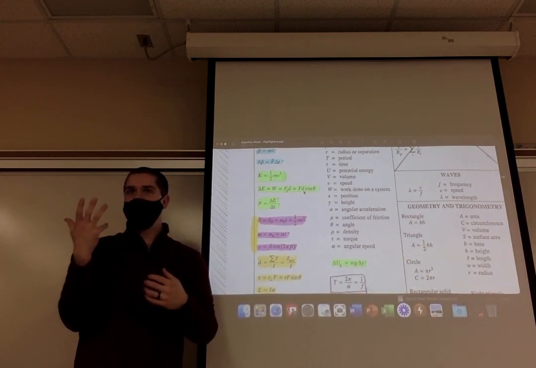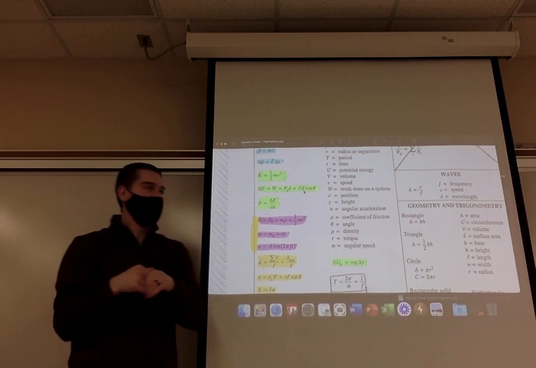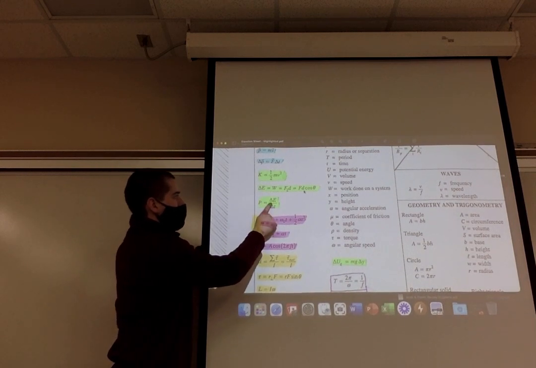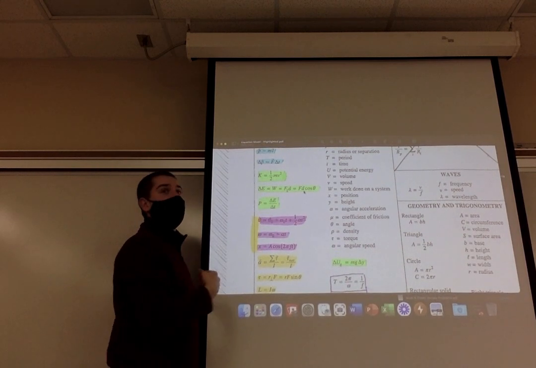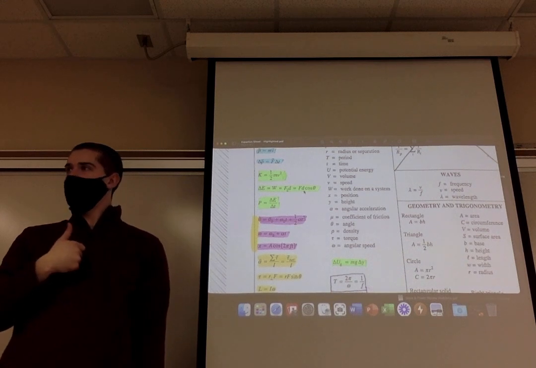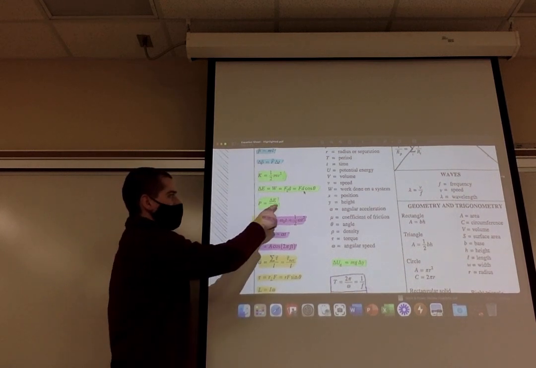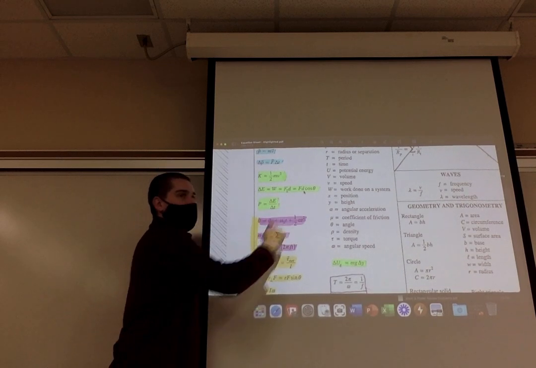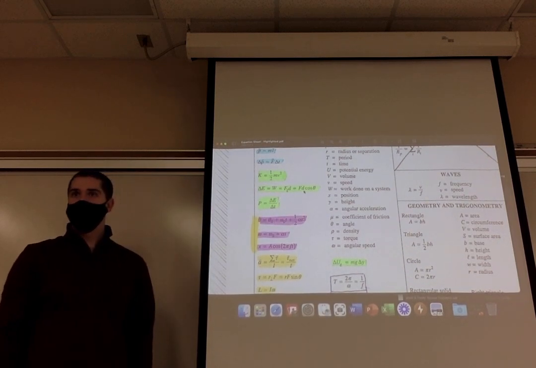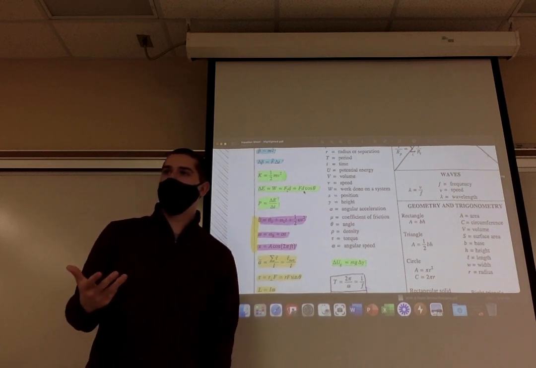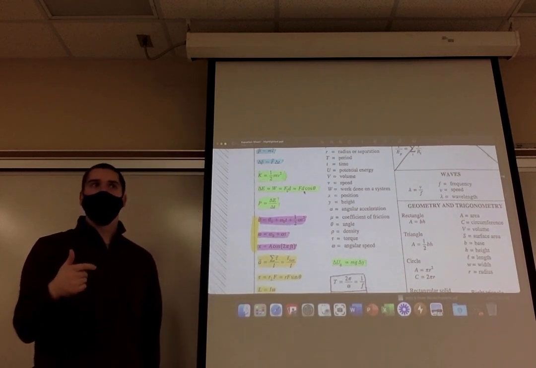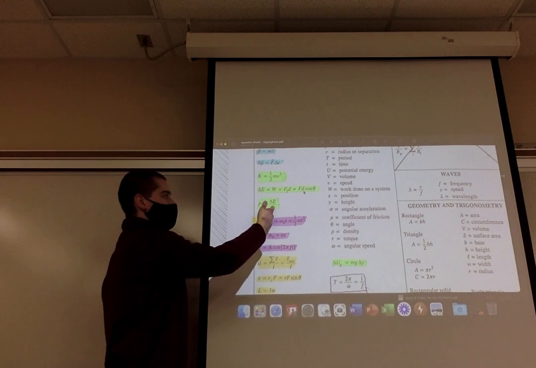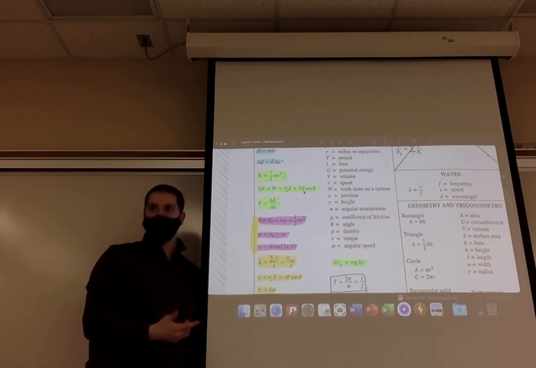One thing I would recommend, when you get your equation sheet, just write over here, power also equals W over T. The literal definition of power is work over time. They write it as change in energy over time, which is correct, but that change of energy is the work. That could be a helpful first step.